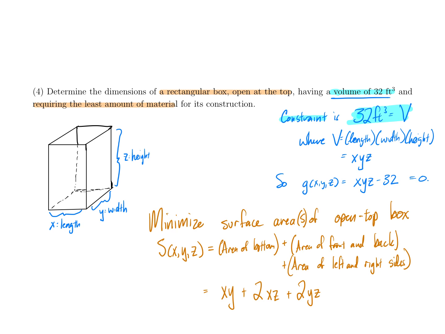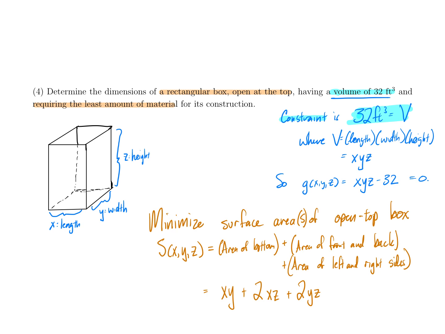So we construct this surface area function S of X, comma Y, comma Z. It's the area of the bottom plus the area of the front plus the area of the back plus the area of the left side plus the area of the right side. Now the front and the back are going to have the same dimensions. The left and the right sides are going to have the same dimensions. The bottom will be X times Y. The front as well as the back will be X times Z each, so we'll have 2 copies of those. The left side and the right side will be YZ and YZ respectively.